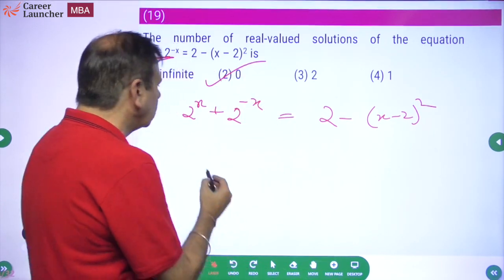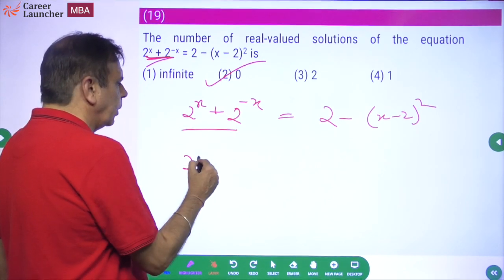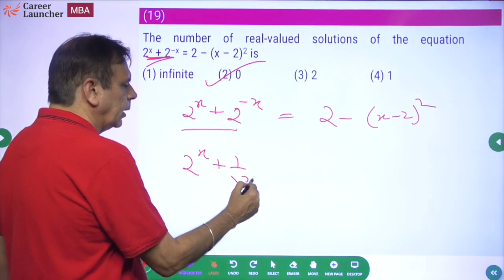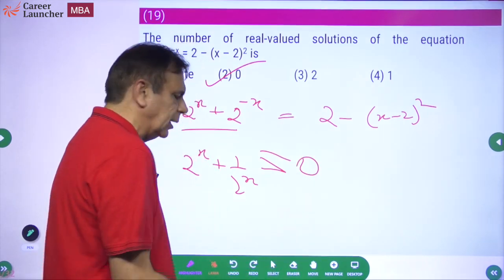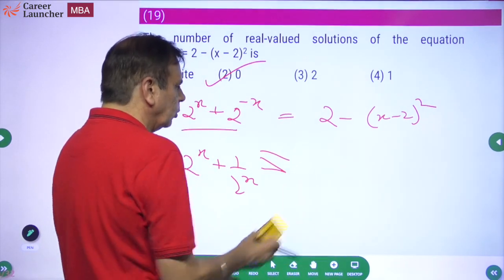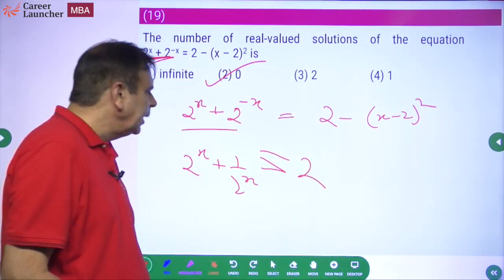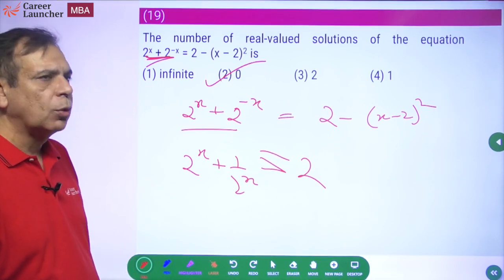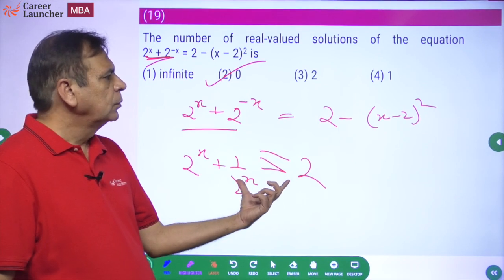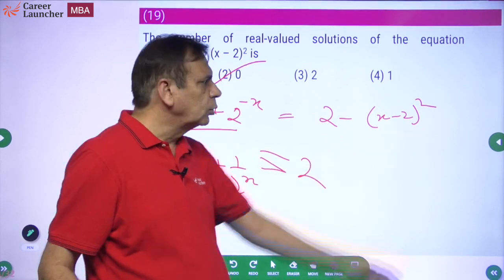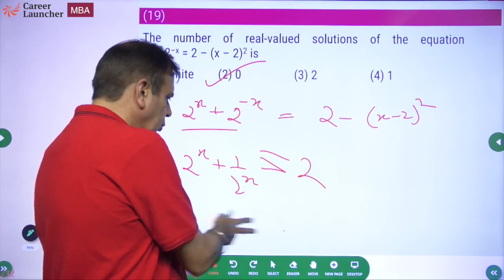So the basic thing to remember is that 2 to power x plus 1 upon 2 to power x is always greater than or equal to 2, not greater than or equal to 0, greater than or equal to 2. When will it be equal to 2? When x is equal to 0. If x is 0, it will be 2. But if x is 0, the right hand side will not be equal to 2. So the correct answer is choice 2, 0.